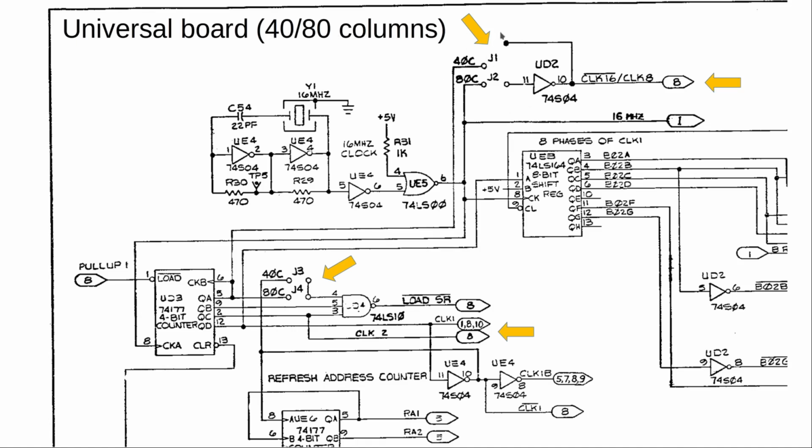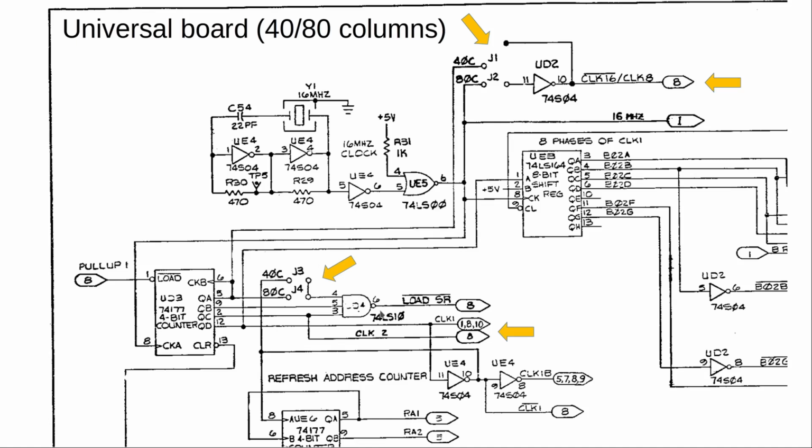And we have here one jumper where you can change the clock from 16 to 8 megahertz: 8 for the 40 column machine, 16 for the 80 column machine. This is the pixel clock. Pixels are only half as wide on the 80 column machine, so that's what happens here.